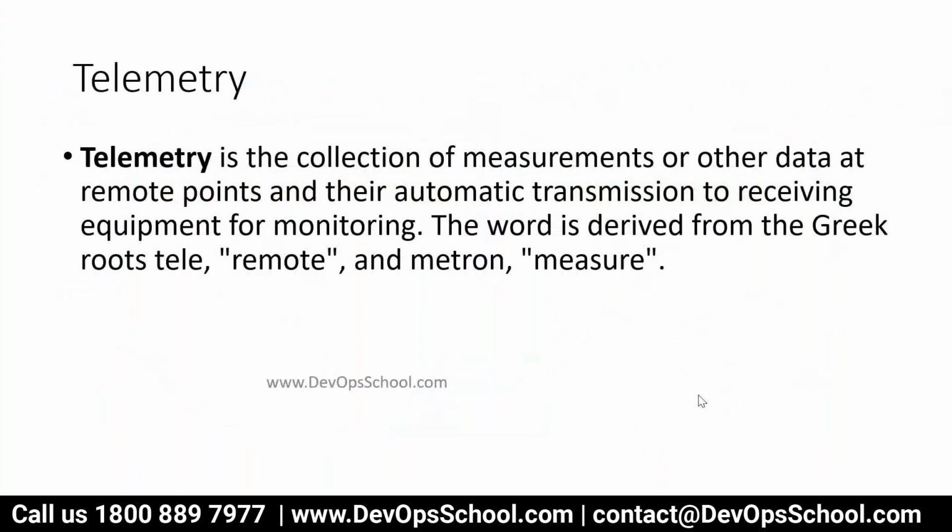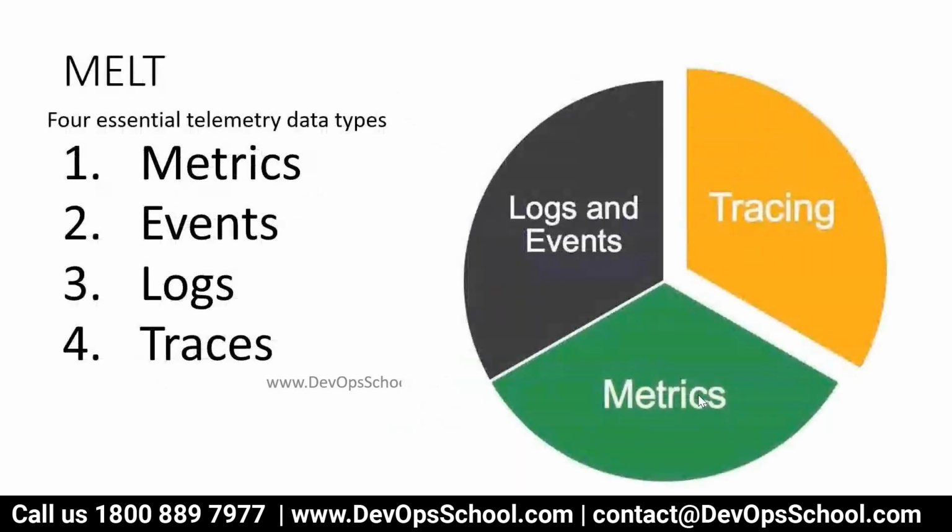So now the question is, how do we start doing it? If someone asks you, how do you want to perform observability rather than monitoring, you have to get the telemetry data. Telemetry means the data or metrics which we receive from a remote location. That is what we call telemetry. So we need to collect this kind of data: metrics, events, logs, and traces.